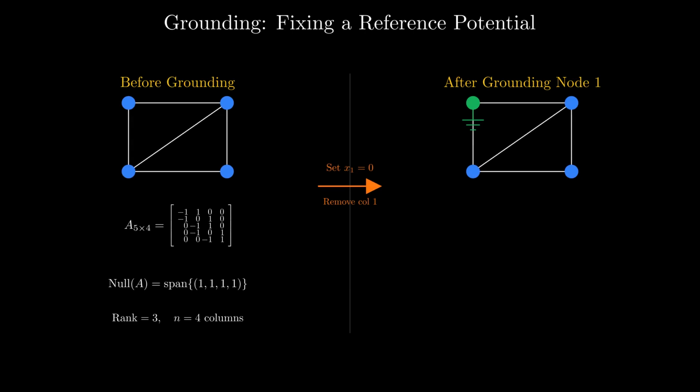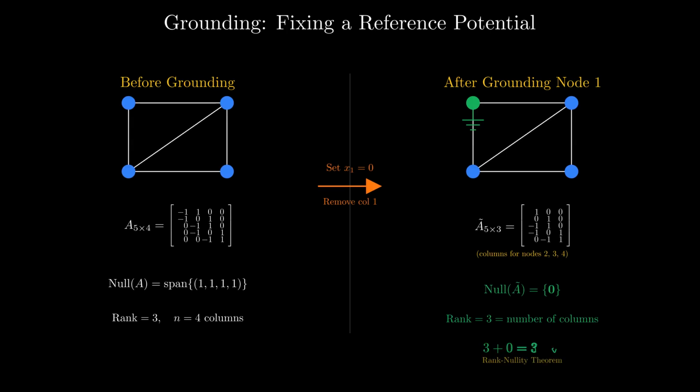After grounding node 1, node 1 is marked with a ground symbol, and the matrix A is reduced to a 5x3 matrix, keeping only the columns for nodes 2, 3, and 4. The null space collapses to just the 0 vector. The rank remains 3, and now it equals the number of columns. By the rank nullity theorem, 3 plus 0 equals 3, so the system is fully determined.